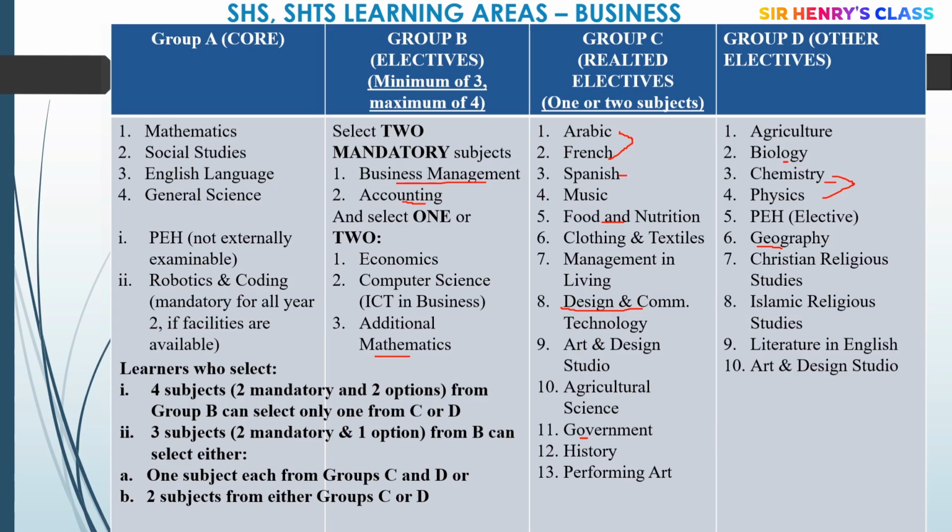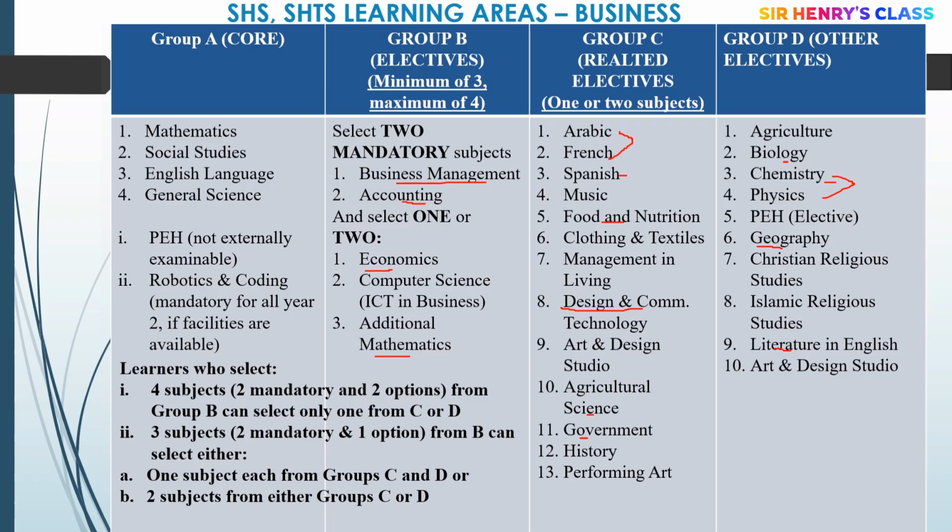If you do 3, that is your mandatory 2 and only 1 from this optional, then you have the chance to do 1 from each of the group. So if you are doing only 1, let's say only a cons, then you have the chance to do 1 each. That is maybe as against agricultural science and maybe literature in English, 1.